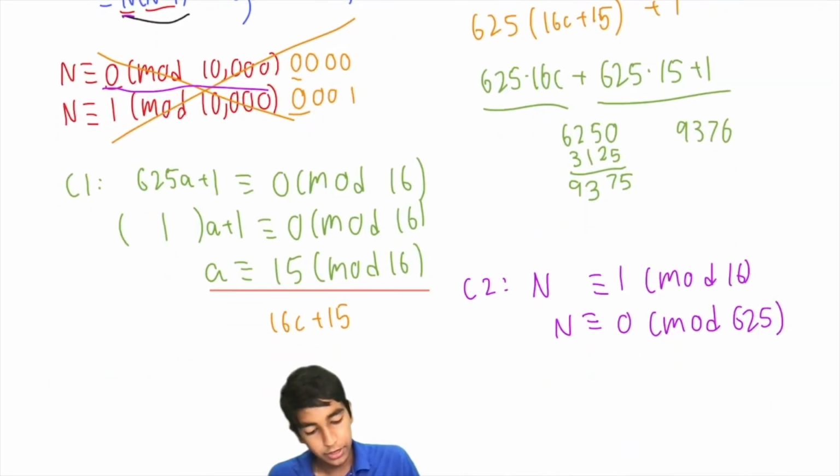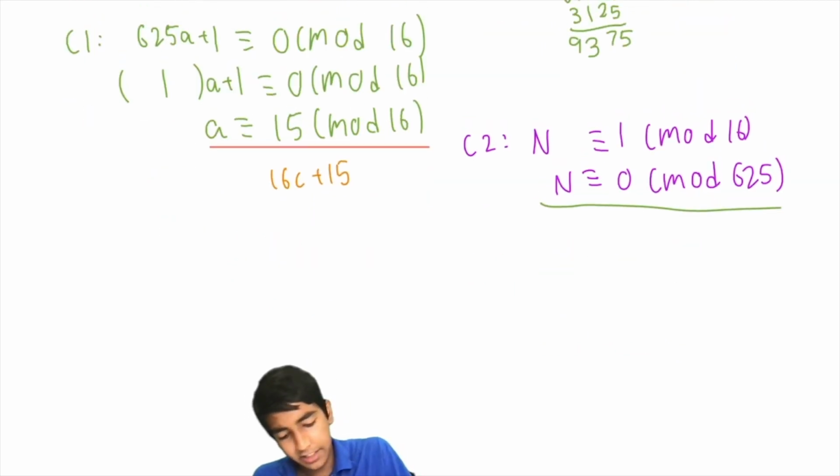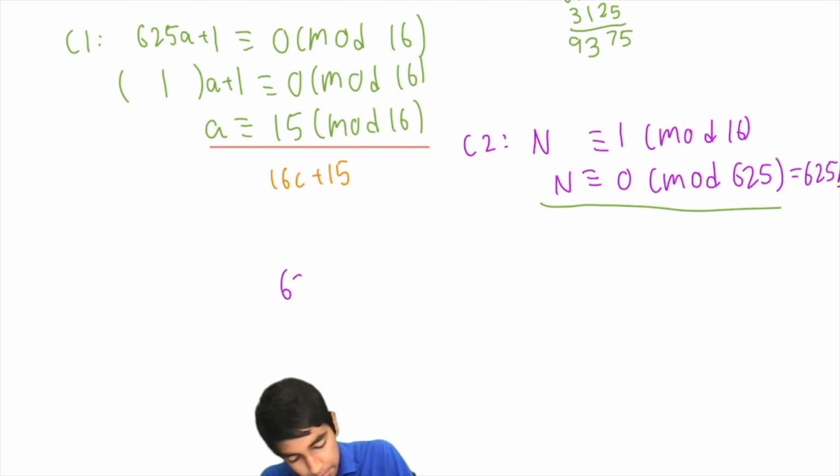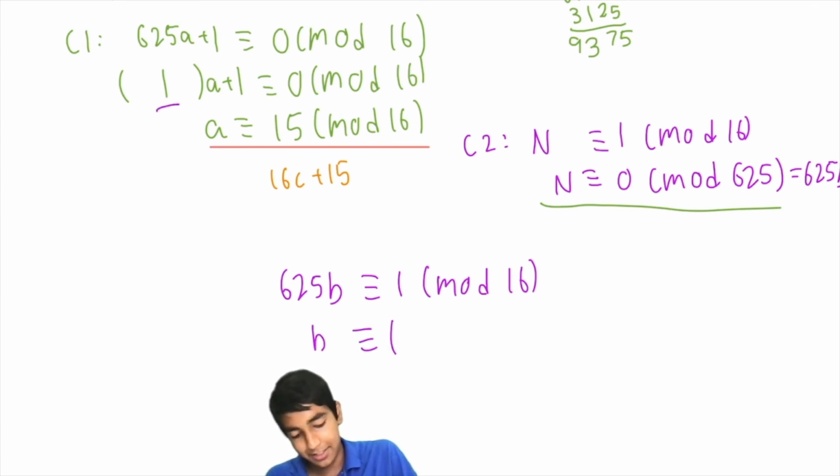Now let's solve this one over here. We do this very similarly. It's literally the same process, in fact. Let's say this is 625b. So 625b is 1 mod 16. 625, like we found earlier, is just 1 mod 16. So b is 1 mod 16. Isn't that cool? B is 1 mod 16.